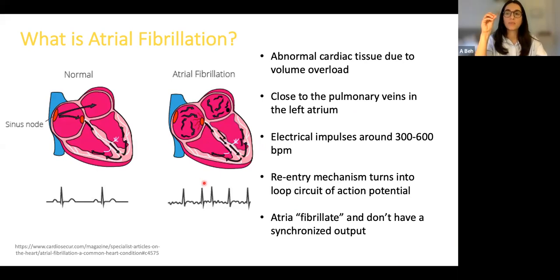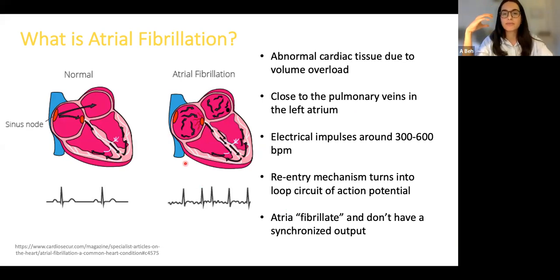So when you have those atria that are depolarized in a very, very quick way, what happens is that the atria don't contract in a synchronized manner, but they start fibrillating. This is why it's called atrial fibrillation. And they start contracting very, very quickly, but ineffectively, and you don't get a synchronized output of the atria.